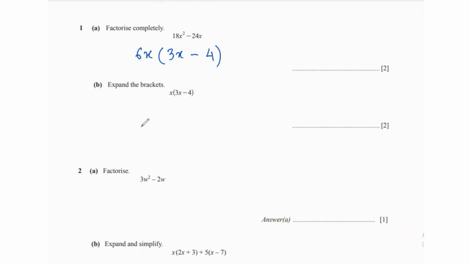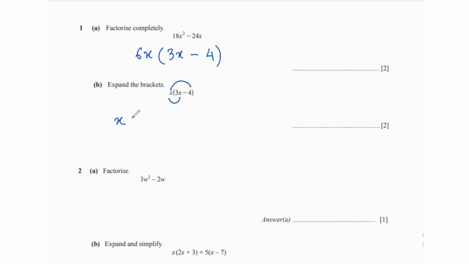Similarly, if we move on to the next part, it's asking us to do the exact opposite. It's asking us to expand the bracket. Factorizing the equation means that you're breaking it down into its components, which is 6x times 3x minus 4. Well, expanding the bracket means that you're multiplying the terms back and giving it its initial format, which we had in the first case. So when we're expanding brackets, we're multiplying the term outside the bracket with the terms inside the bracket, which means x gets multiplied with 3x and with negative 4.